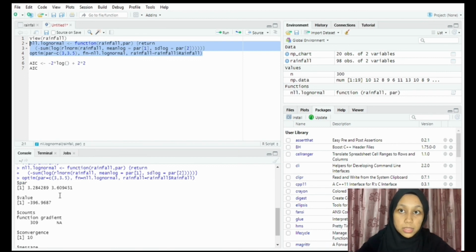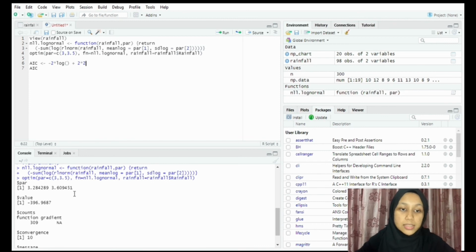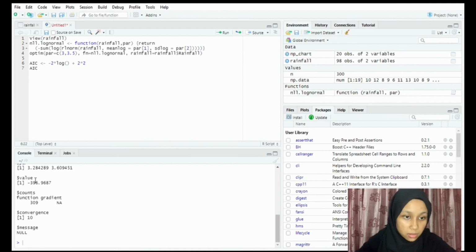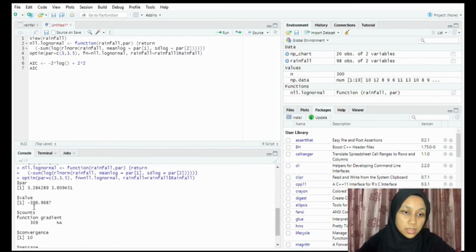There are two parameters since I want to find two parameters, and the first parameter is the mean, and the second parameter is the standard deviation. Next, the value here refers to our MLE value. In this case, it is negative 396.9687. Next, to find the value of AIC, I need to use the value from here.